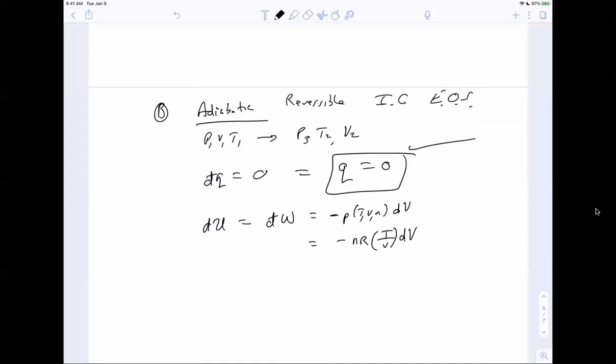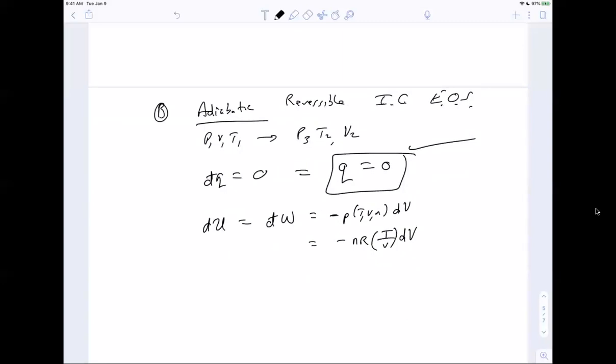But this problem is a little bit tricky because temperature is not constant. I can't simply do an integral that involves integrating over the volume dV, because in this case, temperature and volume change. Remember, T1 goes to T2, V1 goes to V2, okay? But that's okay, that's okay.